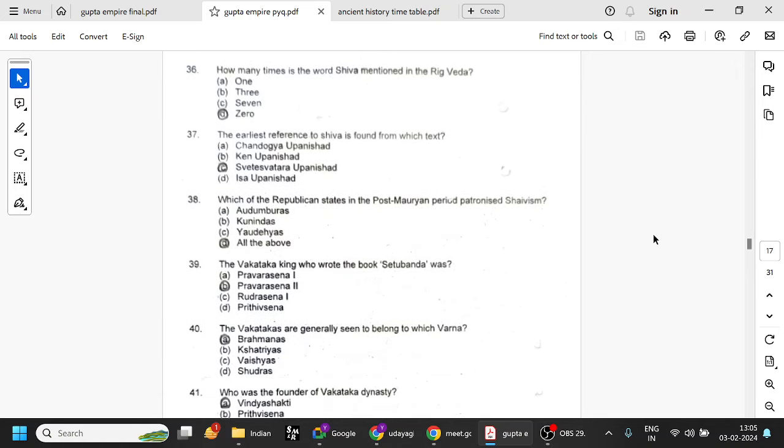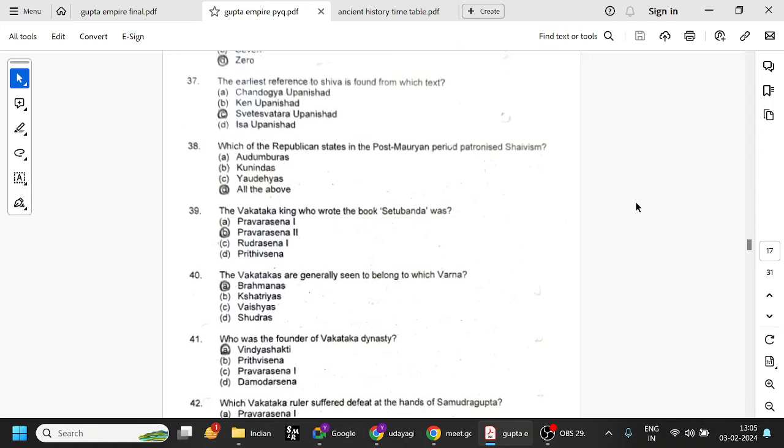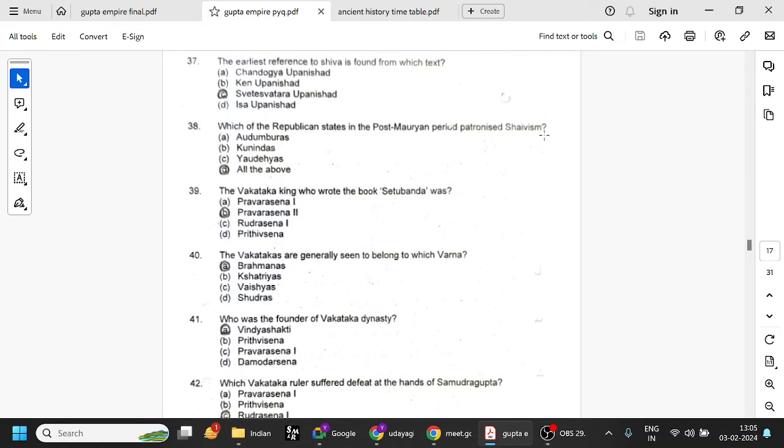So, Chandogya Upanishad, we have seen Krishna. Shvetashvatara Upanishad, early reference to Shiva is found. So, Chandogya is Krishna, Shvetashvatara is Shiva. Try to remember that. Republican states in post-Maurya period patronized Shaivism. Yaudheyas, Kunindas, Audumbaras, they all patronized Shaivism.